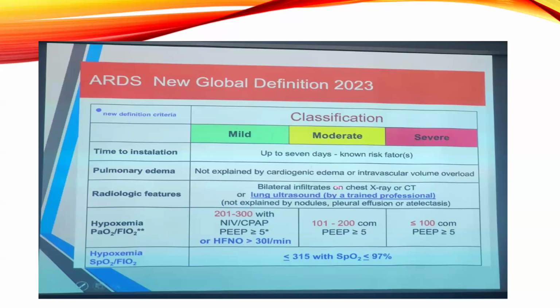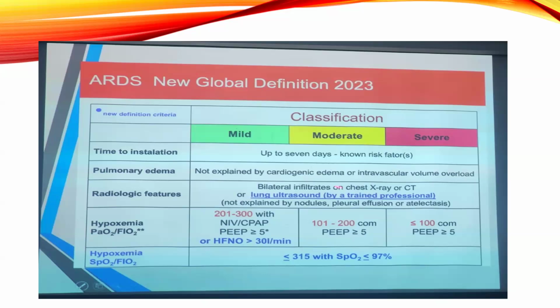Then, depending upon the PF ratio and SpO2/FiO2 ratio, ARDS is classified into three categories: mild, moderate, and severe. Mild ARDS is defined as a PF ratio of 200 to 300 with NIV or CPAP with PEEP of more than or equal to 5, and requirement of high flow nasal cannula should be more than 30 liters per minute.